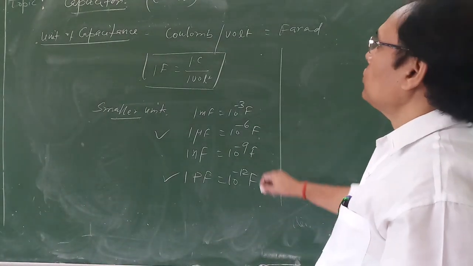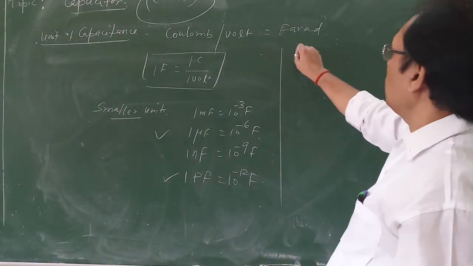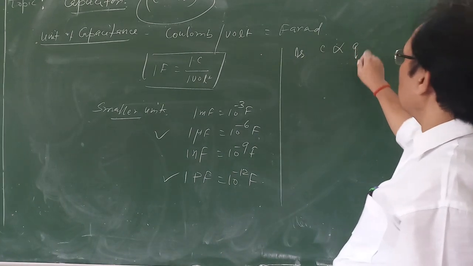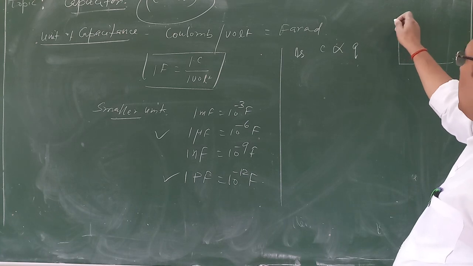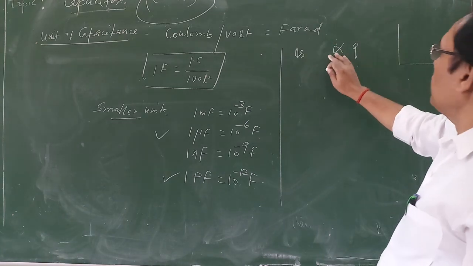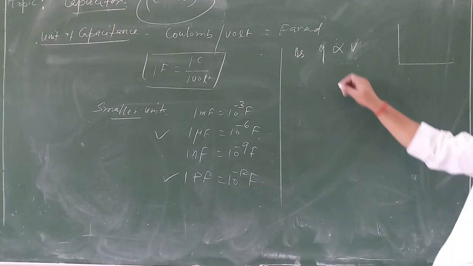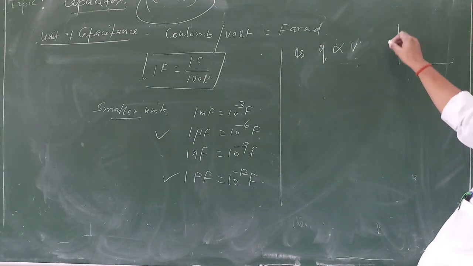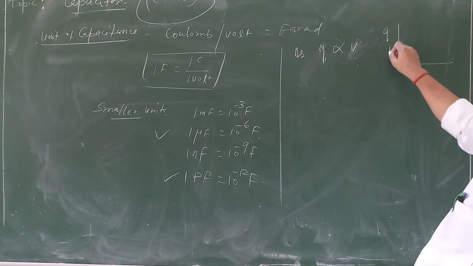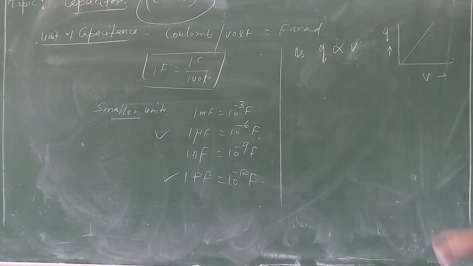One more thing you should know about this formula, C equal to Q by V. As I told, C is directly proportional to Q. So if you plot a graph between Q and V, Q is directly proportional to V. If you increase the charge, the potential will also increase. So take the charge on the y-axis and potential on the x-axis. The graph will be a straight line.